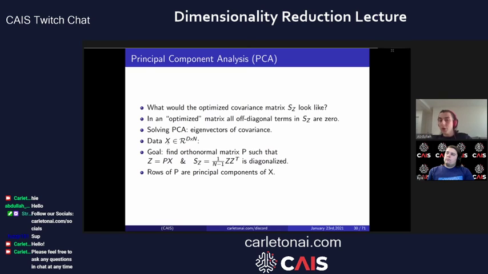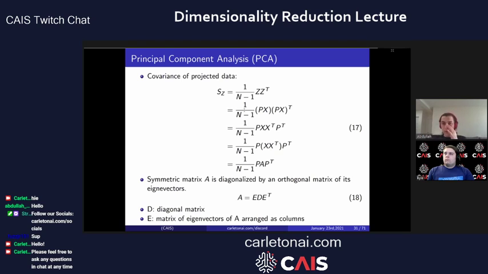So if we have original data X and we have transformed data Z, where Z equals PX, we can easily calculate S_X. And we would like transformation matrix P to give us Z such that the covariance matrix S_Z is going to be diagonalized, right? And the P that gives us this diagonalized covariance matrix is going to be where the rows are the principal components, not of X, I'm sorry, of the covariance matrix. Now let's see why that's the case, right?